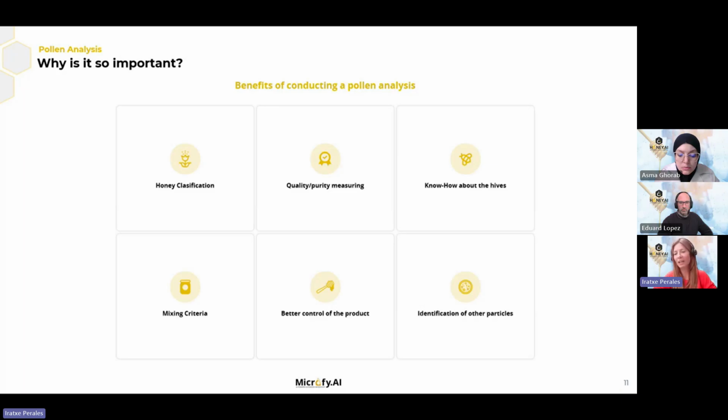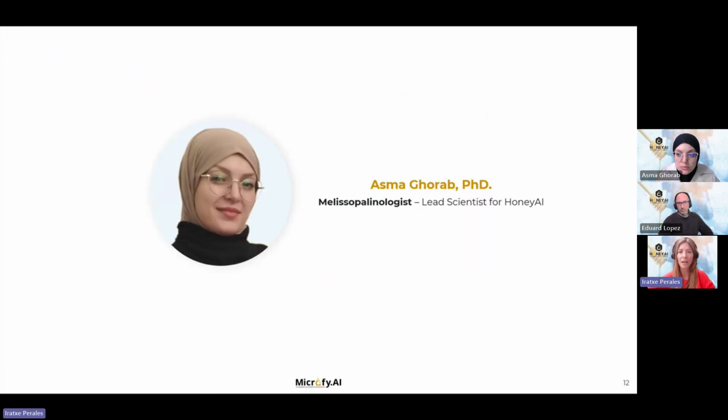We will show you the intelligent calculator that we have for honey packers. Also, it helps to better control your product, not only at the beginning of the process, but during the process and at the end. And during the pollen analysis, we can also identify other particles, not only pollen. We can see a lot of other microorganisms and particles. So in the pollen analysis, we will provide you with a lot of information. And now Asma will present how the sample preparation and the analysis are done.